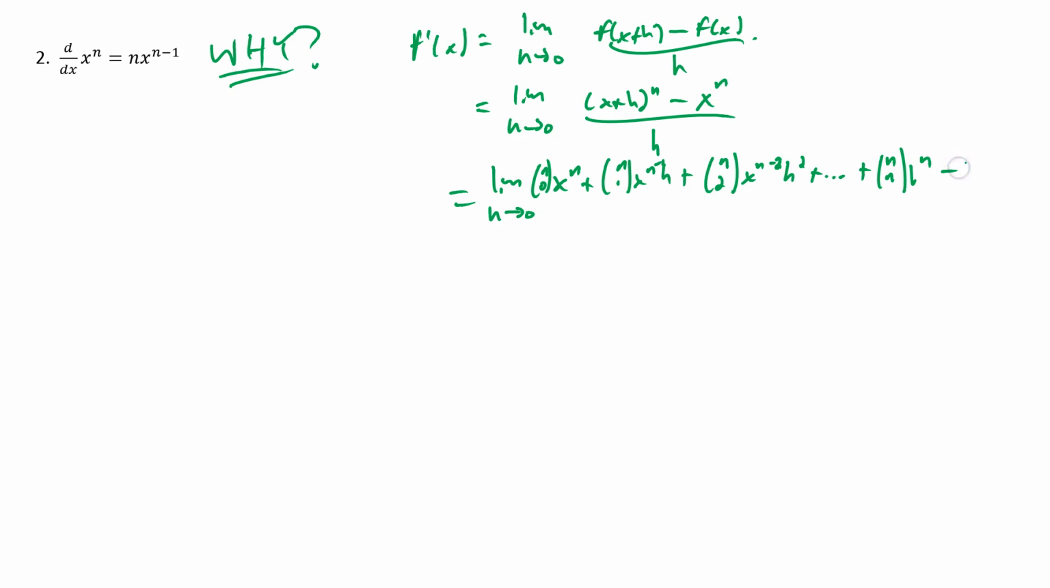And then we subtract off our x to the n, and we divide by h. Okay, so this is our binomial theorem for that expansion of (x + h) to the n. Let's look at Pascal's triangle a little bit closer. I'm going to go up to 5 again.